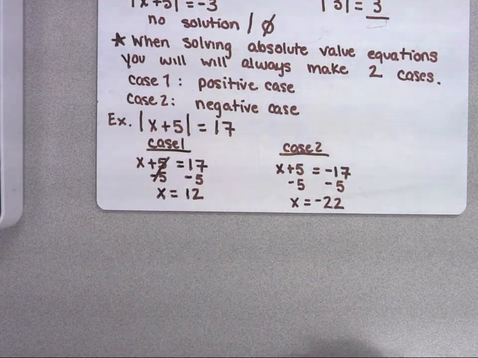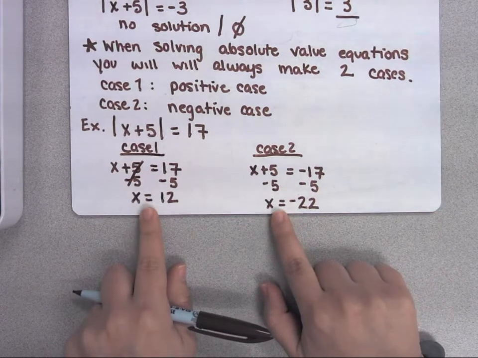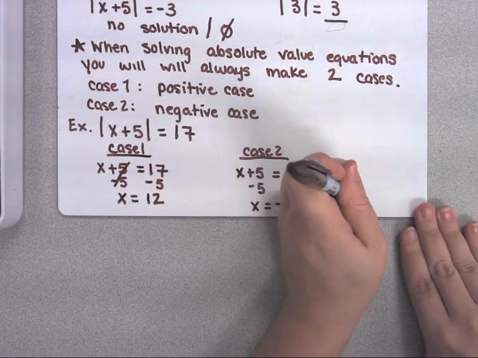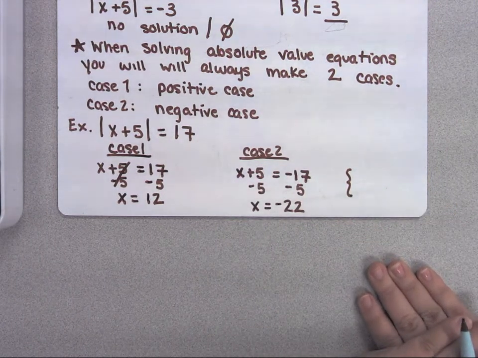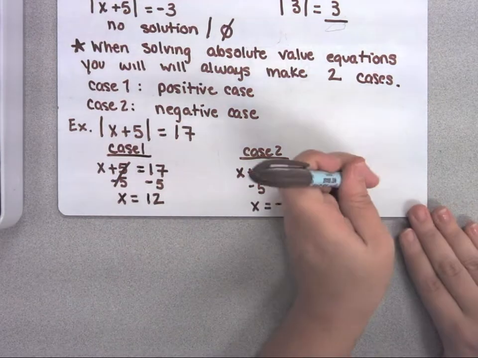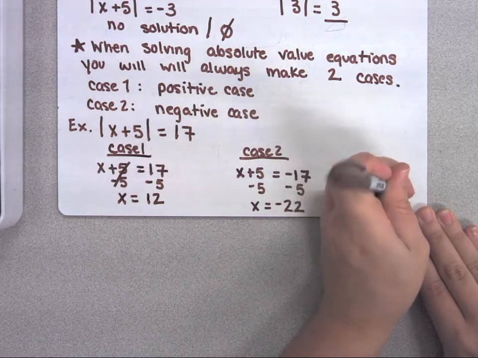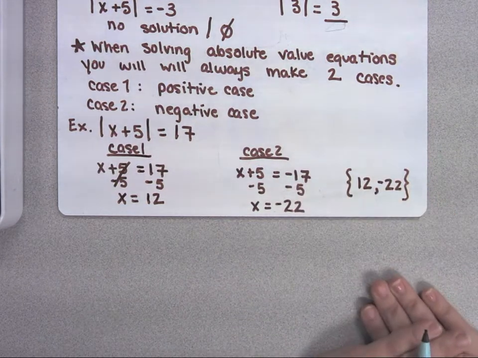Last thing is how you actually write your answer. These are both answers for x, right? So with answers for x, you write your answer in bracket form, not in parentheses. It does not matter which one you write first. I just write the left one, then the right one. So you'd write 12, comma, negative 22. And we put them in brackets instead of parentheses.